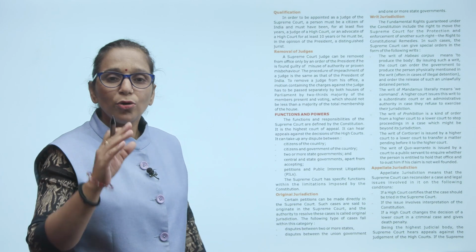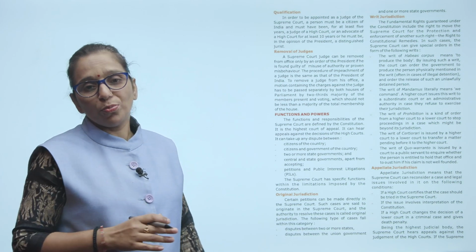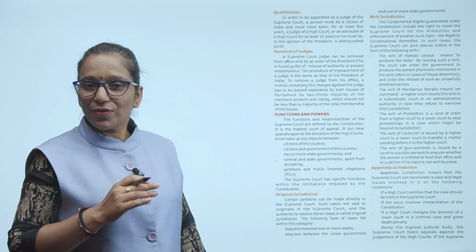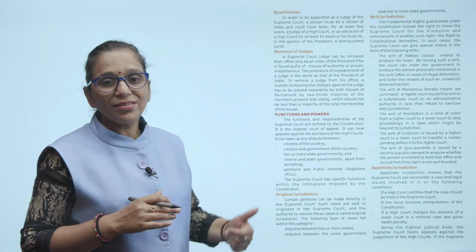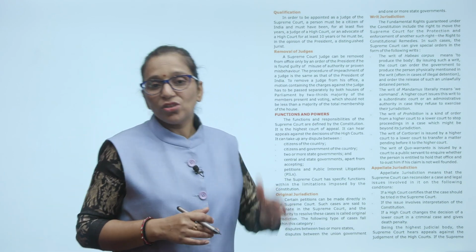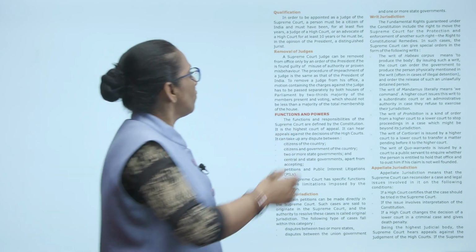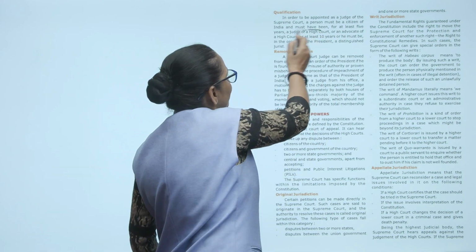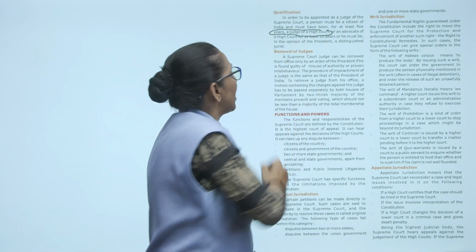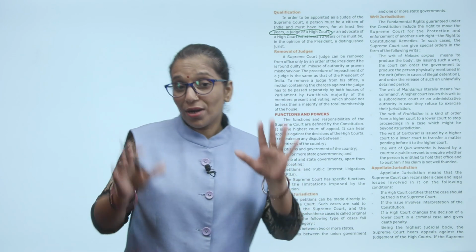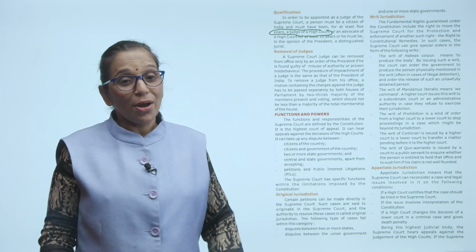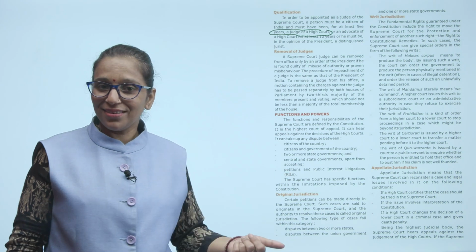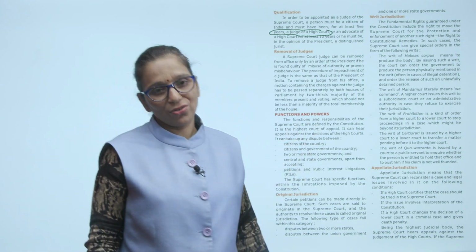Now the qualification to become a Supreme Court judge. In order to be appointed as a judge of the Supreme Court, a person must be a citizen of India, number one, and must have been for at least 5 years a judge of a High Court in any state, or an advocate of a High Court for at least 10 years, or must be, in the opinion of the President, a distinguished jurist also. So that is the qualification.